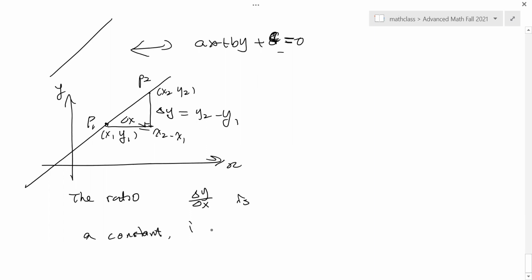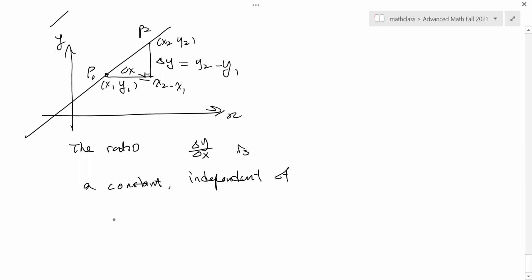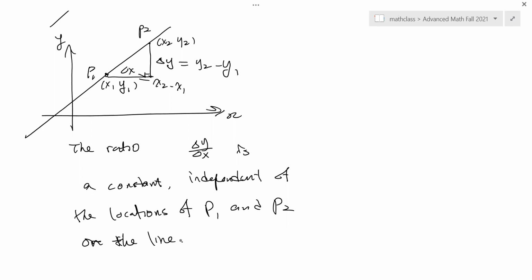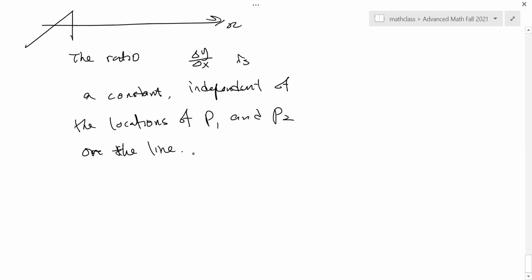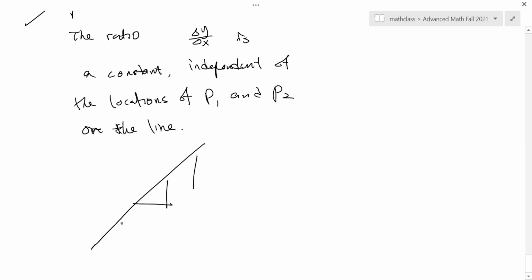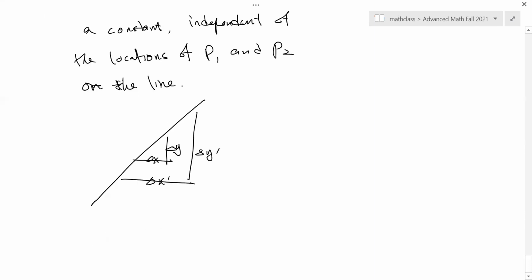It is independent of the location of P1 and P2 on the line. So this is kind of an invariant. Why is this a constant? This can be proved using similarity. If you have a triangle like that, then you have another triangle there. Those two triangles are similar. Similar means the ratios of their corresponding sides are equal, right?